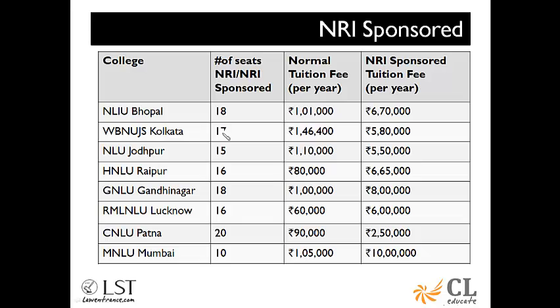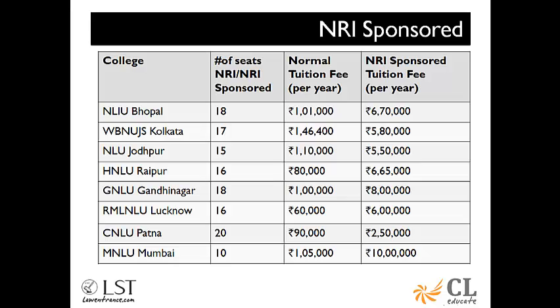What is essentially an NRI sponsored seat is that each school has its own criteria. Largely the criteria would be either the parent is an NRI or a first degree relative is an NRI. They're essentially sponsoring the child's education. In some cases, there are schools which will accept anyone, any relative, not necessarily a first degree relative, who can sponsor the education of the child. So that's what it is. You'll have to essentially go to each of these websites and find out what the process is.